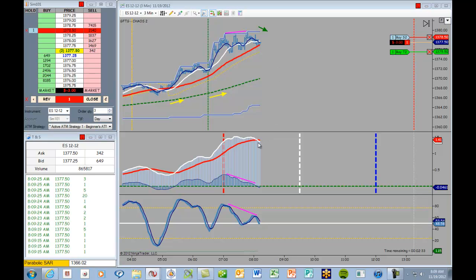And based on the crossing of the MACD, I think there's at least some chance that we're going to go lower. I could have waited until we flipped the parabolic, but I thought I'd be a little more aggressive here.